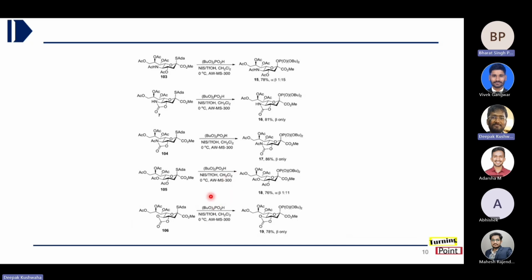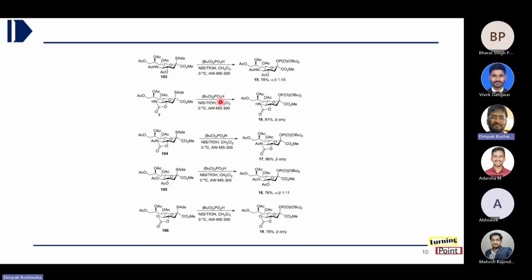So even though they are making it from the thio donor, one can say, let's say if someone takes the thio donor, they will get more beta. If someone takes the phosphate donor, in that case they will get the alpha product. No, I didn't get that. So see here, they have taken the thio donor to make the phosphate donor. Correct. So with the thio donor, most of the time they are getting the beta, no matter what protecting group it is at the C5.